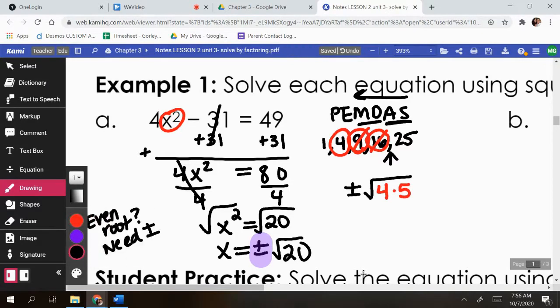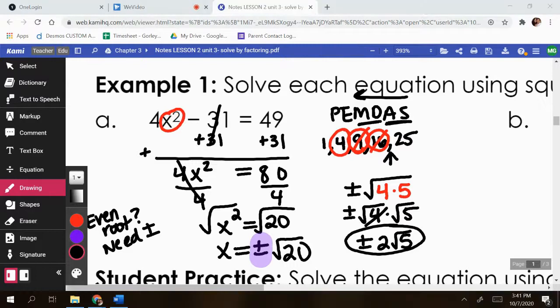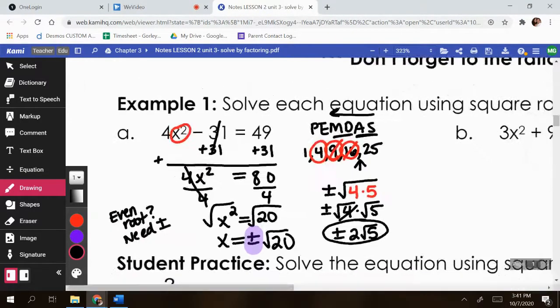And really, then I have a perfect square that's being multiplied by something that's imperfect, and I can simplify the perfect part. Square root of 4 would be 2. So I get plus or minus 2 root 5. All right, let's head over here to part B.